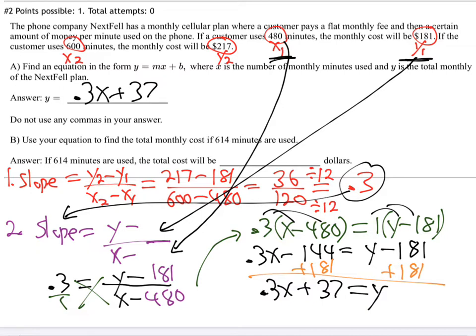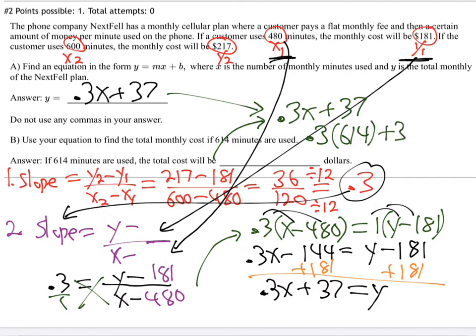Anyway, and then last part of the question. If 614 minutes are used, what will be the cost? So what if you talk on the phone for 614 minutes? You're going to wish you didn't. You're going to pay a lot of money for that, right? I got to use the formula. I'm going to use this formula, 0.3x plus 37, and I'm going to plug in 614 minutes.